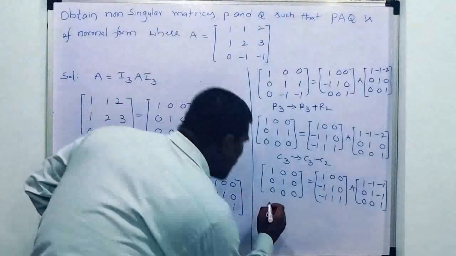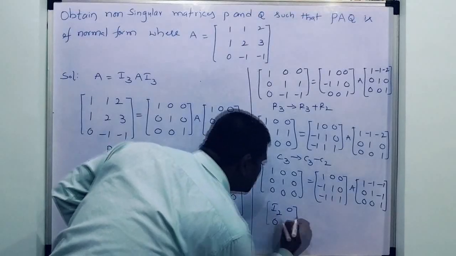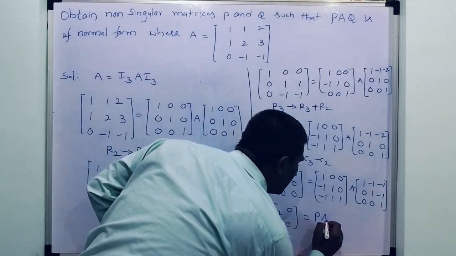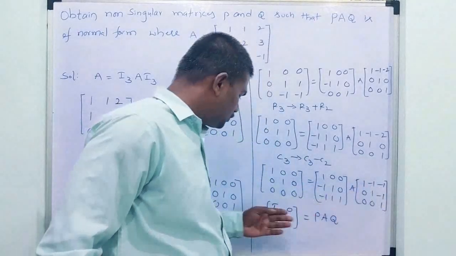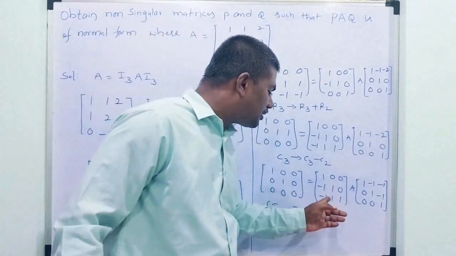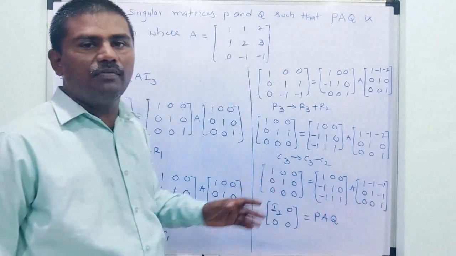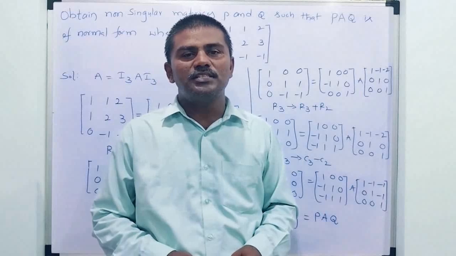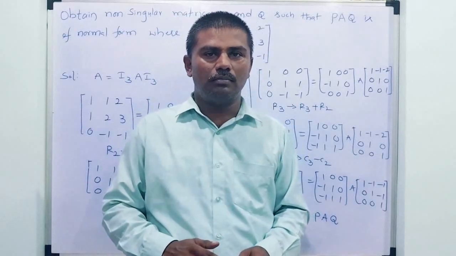What is this? I2 0 0 0 is equal to PAQ. Your P is this one and Q is this one, which is in normal form, and the rank of the matrix is 2. Your non-singular matrices P and Q are P is this one and Q is this one. This is the way how to find non-singular matrices P and Q by reducing the given matrix into normal form.